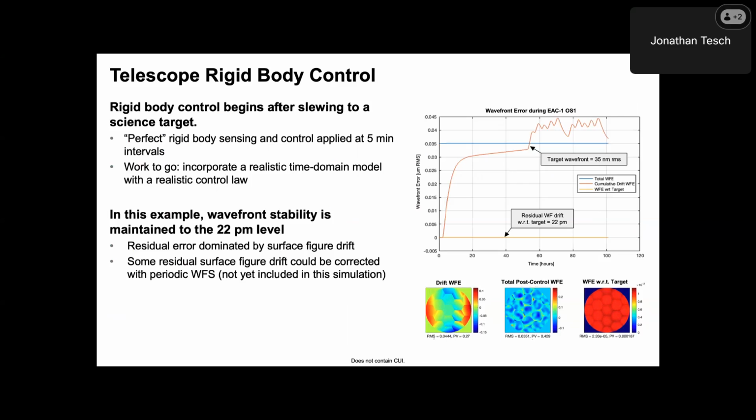And so you can't really see it on the scale of this plot, but the wavefront plots at the bottom are a little more illustrative. For this initial control simulation, we're getting a residual error of about 22 picometers, mostly dominated by the residual surface figure drift. Again, not that surprising, given that it's not really observable from the telescope metrology. So again, if there was some form of periodic wavefront sensing, which we haven't included yet, that could potentially take out some of that additional surface figure drift as well.